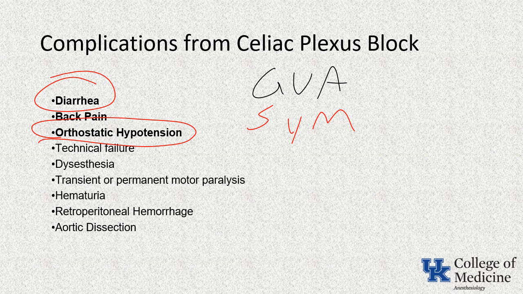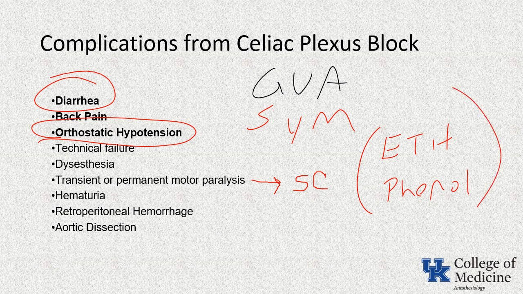So transient or permanent motor paralysis can occur, and this would be concerning that the medication is leaked back near the spinal nerve roots, but most importantly, we make sure the best that we can that the medication stays away from the spinal cord, particularly if we're injecting our neurolytic agents, which is ethanol and occasionally phenol, but most of the time we use ethanol. Hematuria can happen as the kidney is one structure that the needle can pass through.